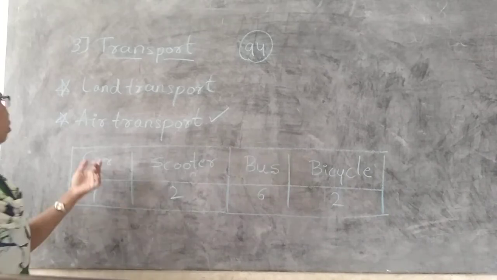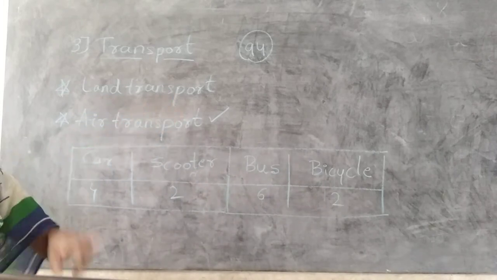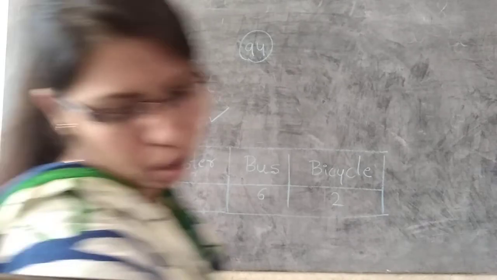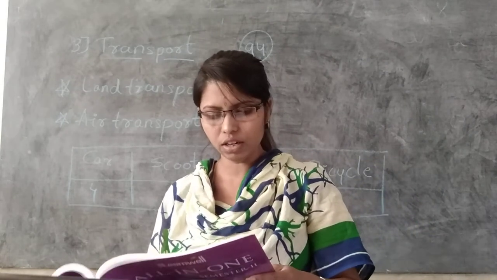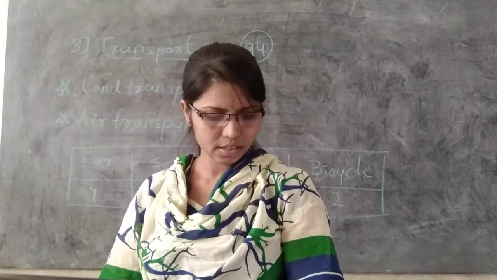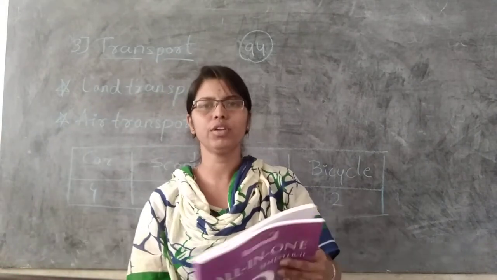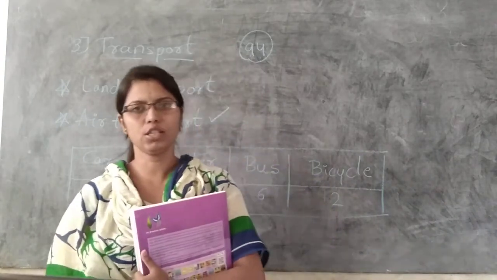Okay, let us study about air transport. In the previous class, we all learned about land transport, and this is air transport. Okay, open page number 94. Air transport consists of the means of transport that travel through air. It is the fastest mode of transport. Okay, air transport, it moves through air and it is the fastest mode of transport.